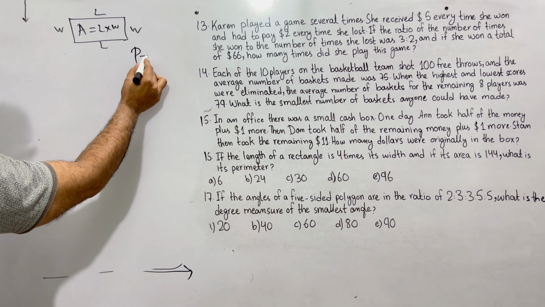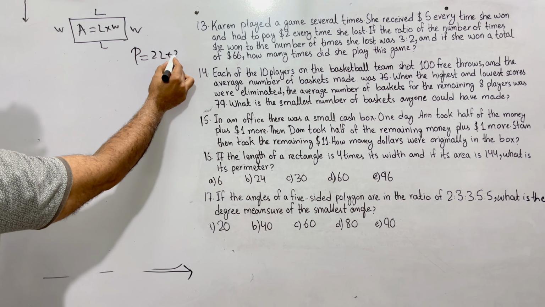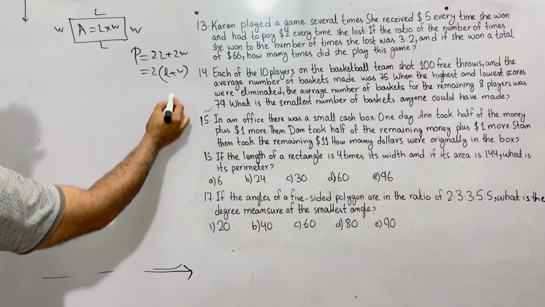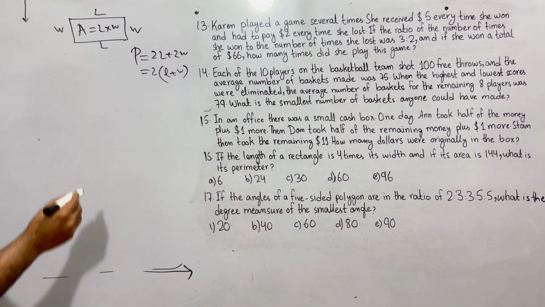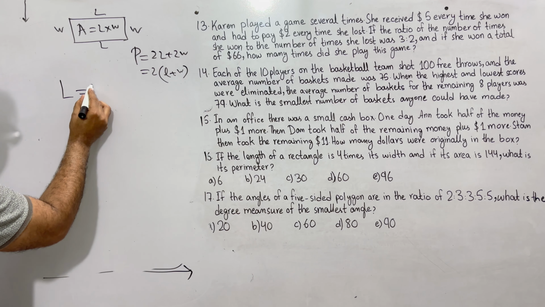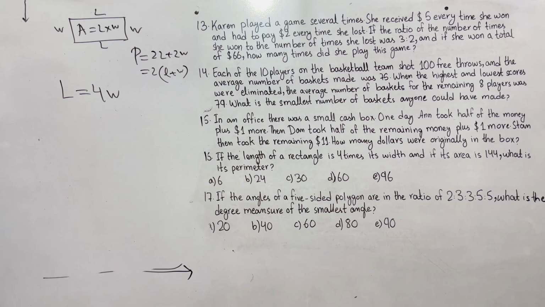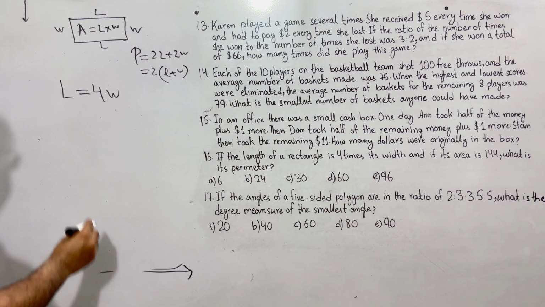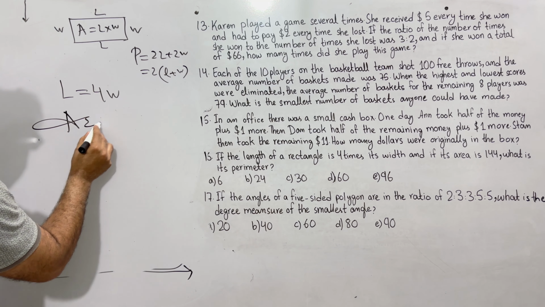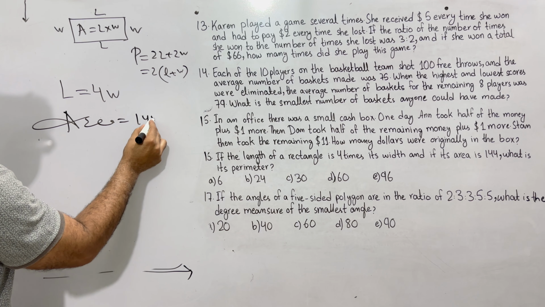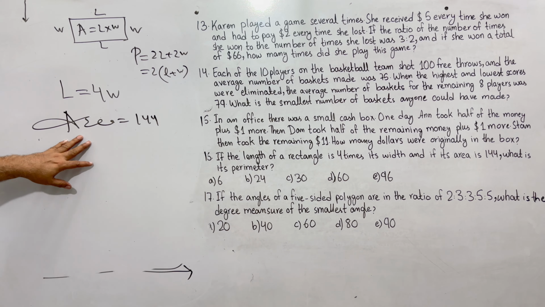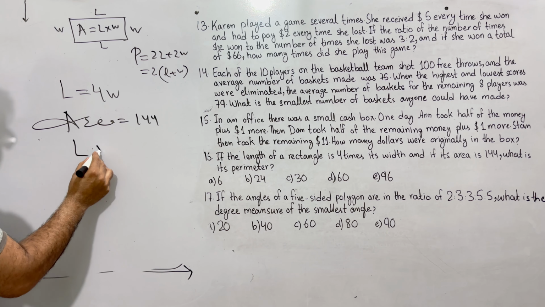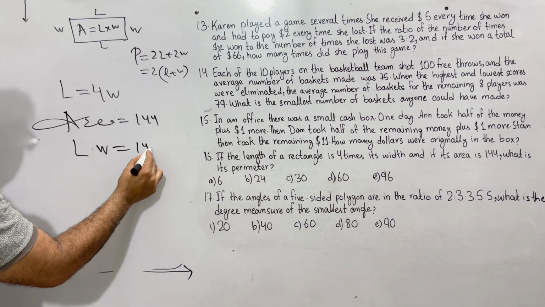And perimeter, sum of all sides, is 2L plus 2W, or taking 2 common, it becomes 2 times (L plus W). What is given? Length is 4 times the width. Area of the rectangle is 144. We are familiar with the formula for area: length times width. Let me write: length times width is equal to 144.